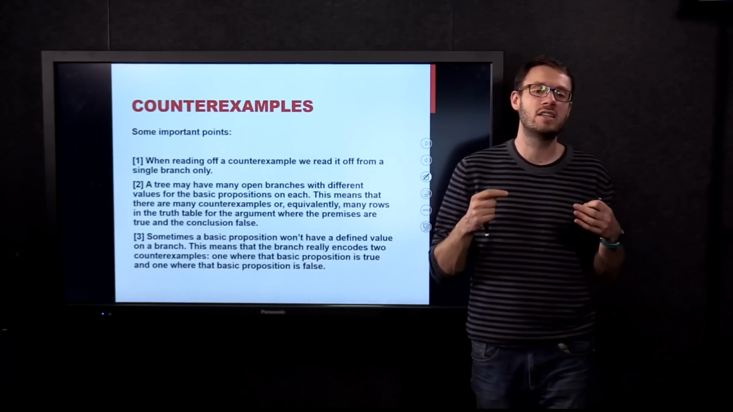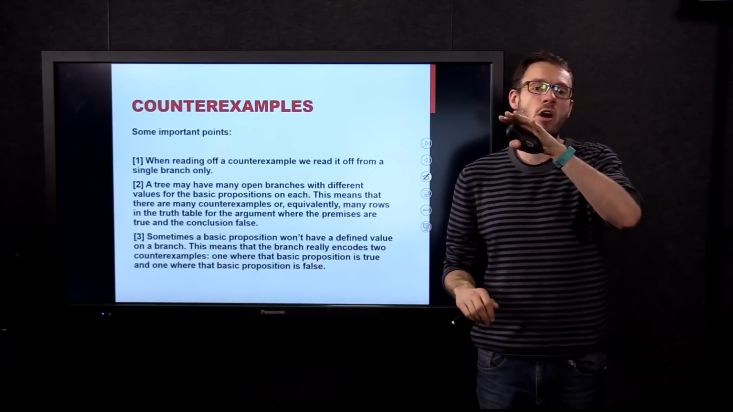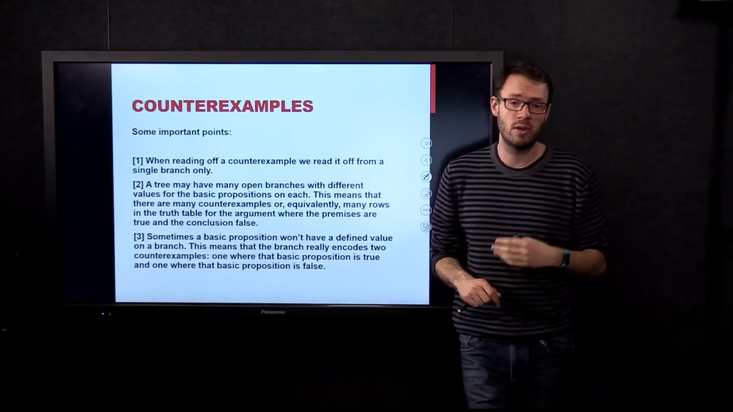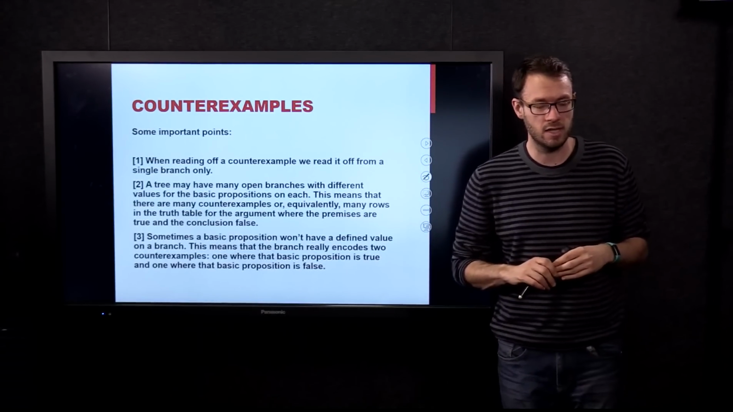And what you'll see actually is that when you look at the truth table that corresponds to the truth tree, you'll have a row in the truth table where that particular proposition is true, and another row in that truth table where that particular proposition is false, and both of those rows will constitute counterexamples to the argument.